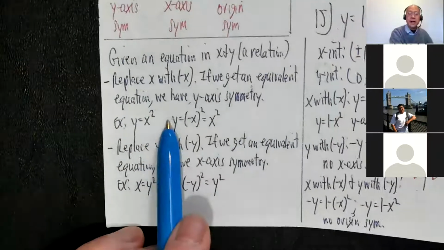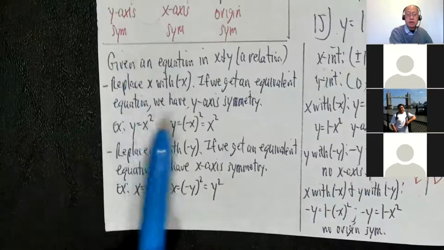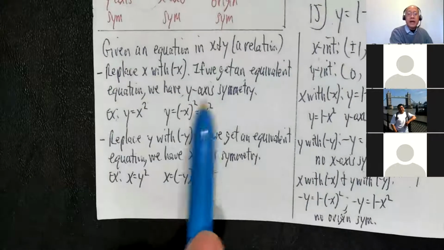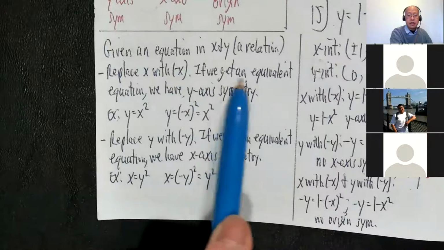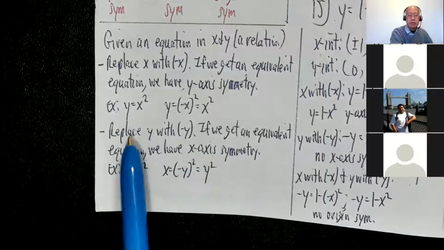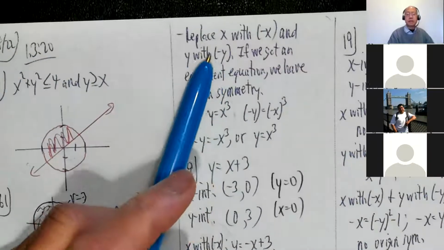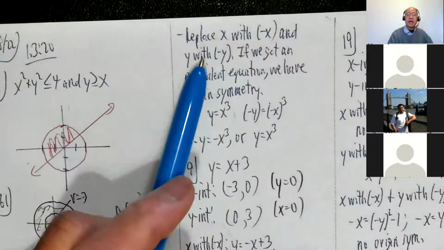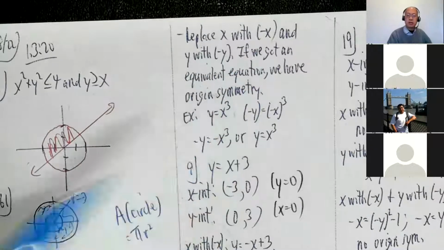So if they give you an equation, rehashing what we had last time, I'm going to go through this quickly. It should already be in your notes, but you can always look at the video. For y-axis symmetry, replace x with negative x and see if you get an equivalent equation. For x-axis symmetry, replace y with negative y and see if you get an equivalent equation. For origin symmetry, you replace both of them, x with negative x and y with negative y. And if you get an equivalent equation, you have origin symmetry.